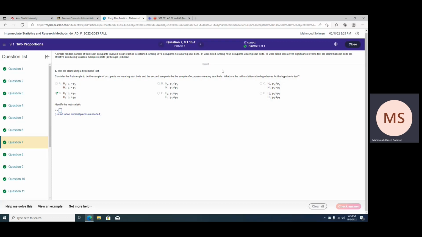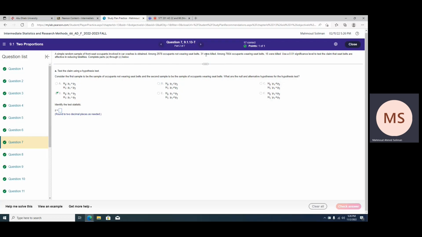Why do you say it's more than? Because look at the proportion. Right here it says people who were killed, 31. So we're getting the proportion of people who died. And we said here that P2 reduces the amount of death. That means also that P1 is more than P2. Now here, look. Test the claim that seat belts, so P2, are effective in reducing fatalities. Yes. So that means P2 is less than P1.